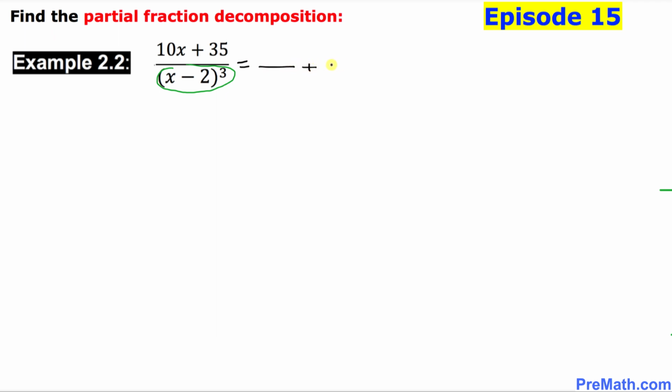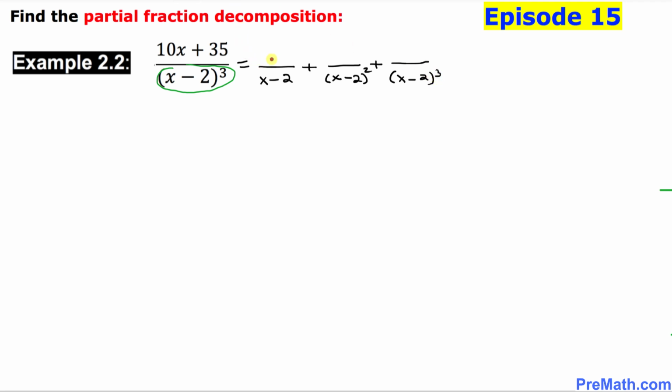Let's go ahead and put down 3 fractions separated by plus signs. And the first one is going to be just simply x - 2. And then as we go along, we are going to increase the power by 1. So the next one is going to be (x - 2)^2, and then finally (x - 2)^3.